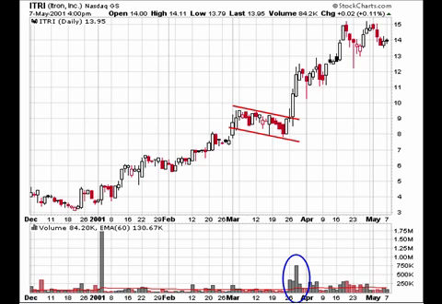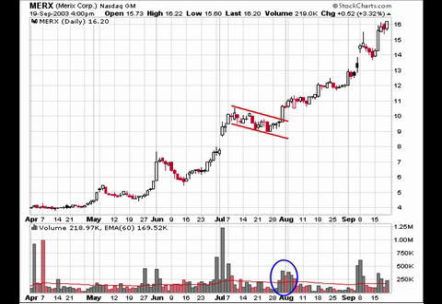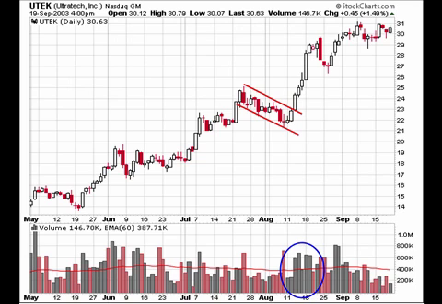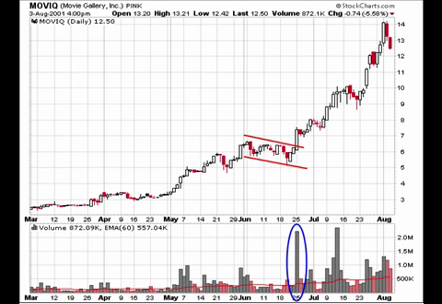ITRI, nice volume breakout. Merix, the stock rallied about 6 points into this flag pattern and then busted out on strong volume and rallied another 6 points. Ultratech, textbook breakout on huge volume. And Movie Gallery, huge volume surge on the breakout and the volume continued for several more weeks.